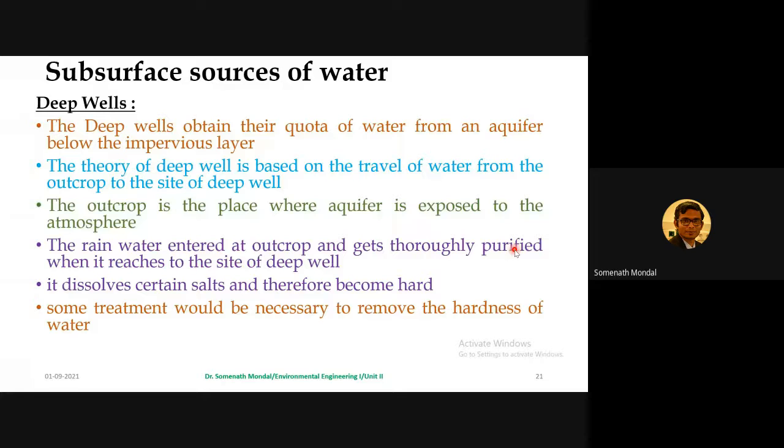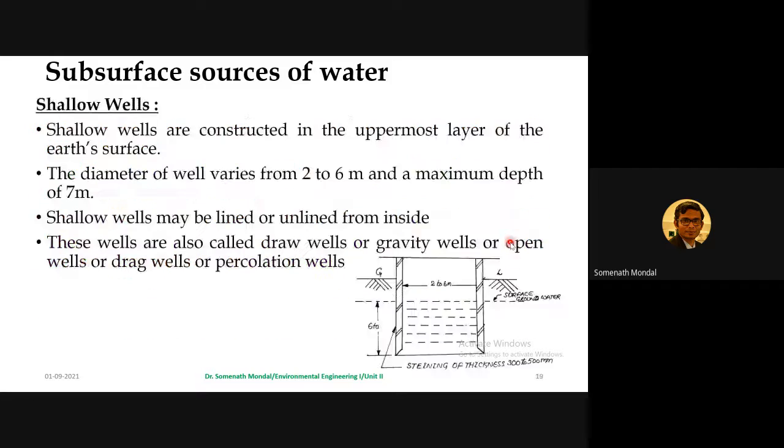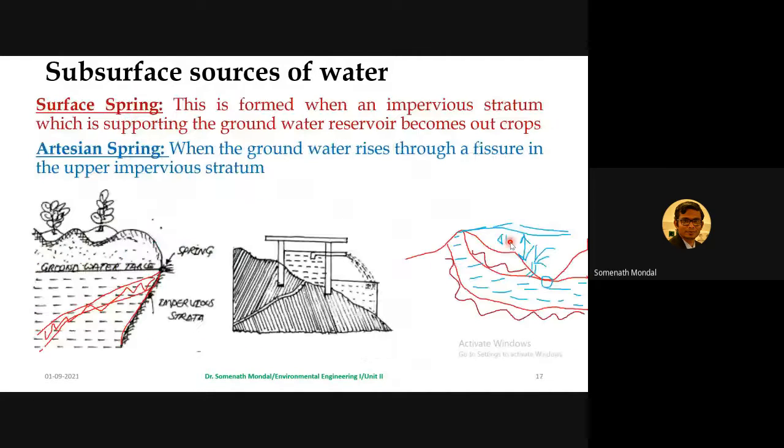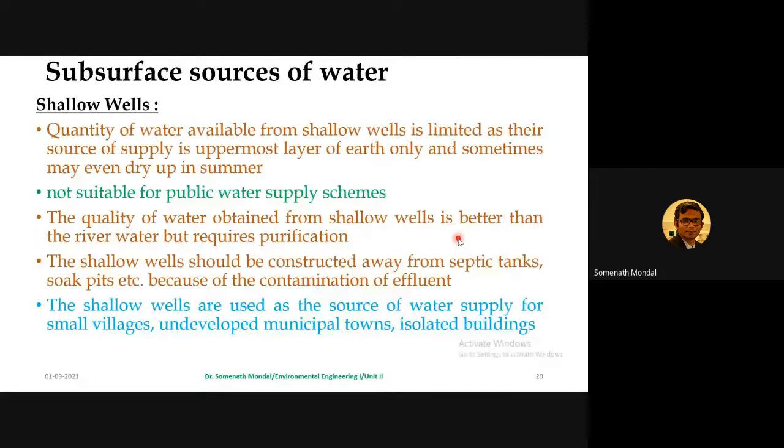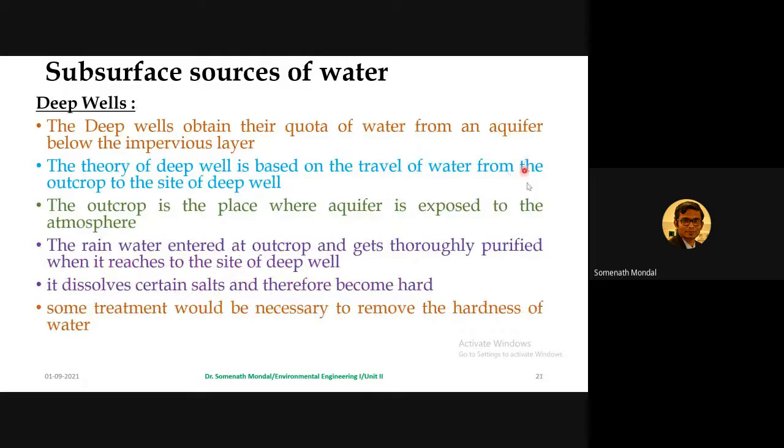The outcrop is the place where the aquifer is exposed to the atmosphere. In the previous figure you can see, so this can be called an outcrop. So here, this is the portion which is known as the outcrop, because the aquifer is getting exposed to the atmosphere over here. Similar things we are discussing, we should be able to get those things to have very good deep wells. The outcrop is the place where the aquifer is exposed to the atmosphere.